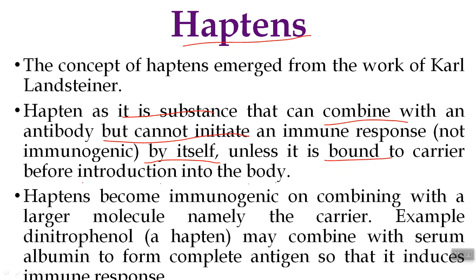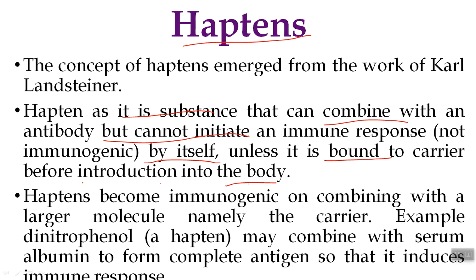Before introducing into the host body, if it is combined with the carrier substance, then it could be a very strong immunogen. A hapten is a substance which cannot initiate the immune reaction but can cross-link the products of the immune response. So when haptens are complexed with the carrier substance, they can activate the immune reaction, and they have the inherent capacity of cross-linking the products of the immune reaction.